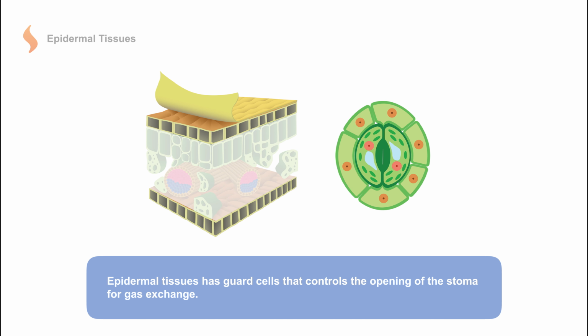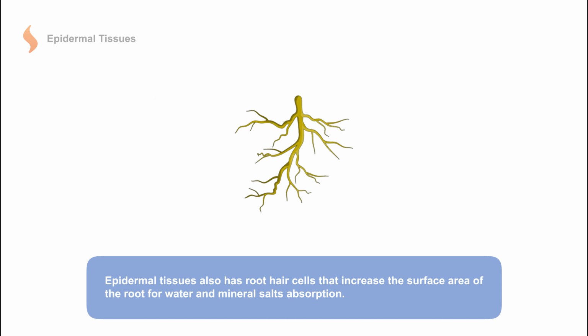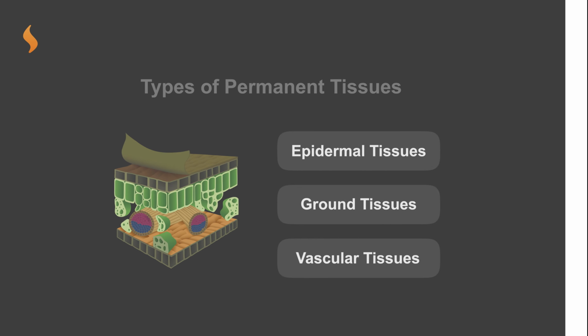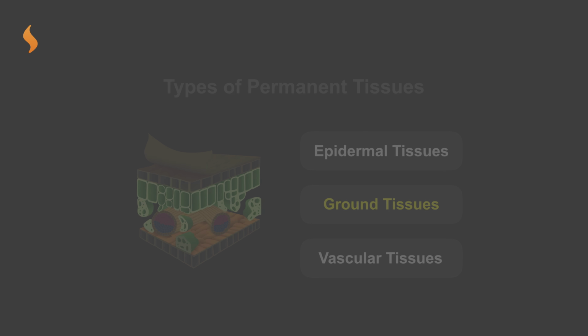Epidermal tissues have guard cells that control the opening of the stoma for gas exchange. Epidermal tissues also have root hair cells that increase the surface area of the root for water and mineral salts absorption. The second permanent tissue is the ground tissue.